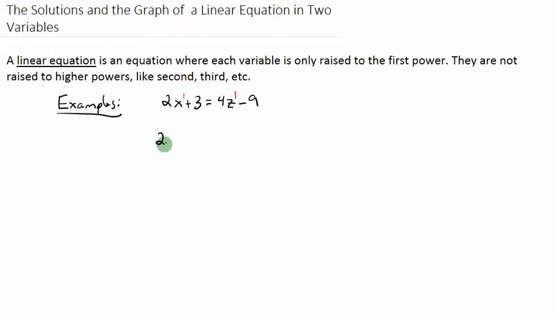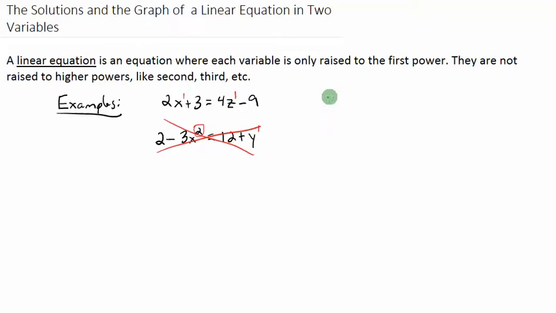If I have 2 minus 3x squared equals 12 plus y, y is to the first power, but x to the second power is not to the first power, so this is not linear.